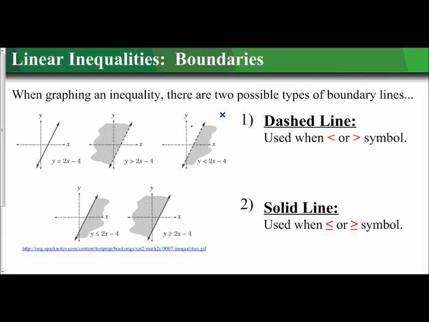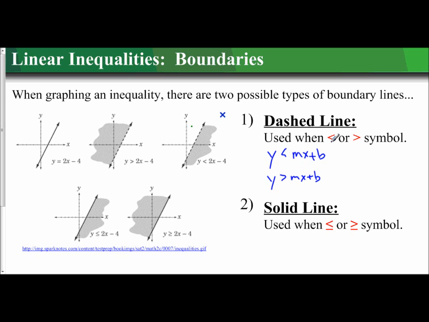The following video is a refresher on how to set up graphing linear inequalities using boundaries. There are two types of boundary lines we use. The first is a dashed line, which is used if we have y is less than our slope-intercept form, or if y is greater than our slope-intercept form.